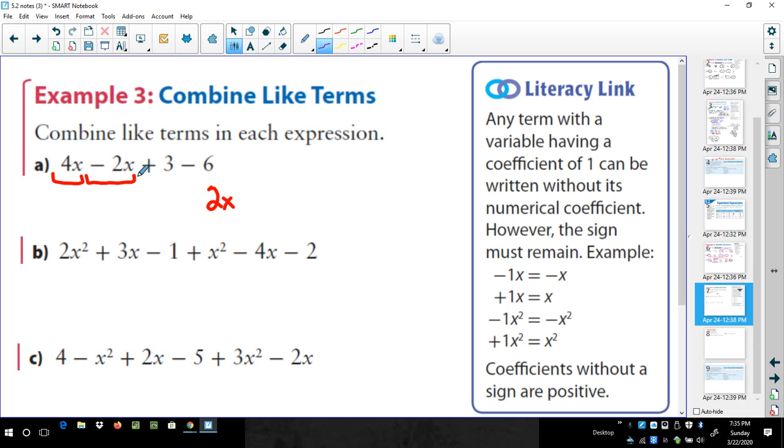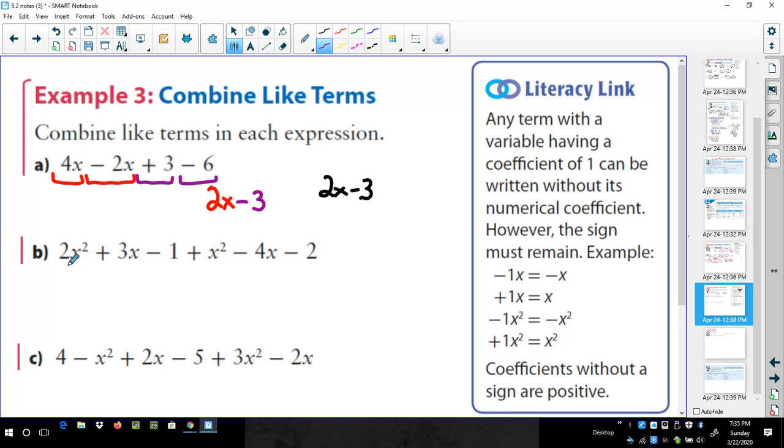Okay, next, positive 3 minus 6, or plus 3 minus 6. It's telling me that I start at positive 3. I will take away 6. I'm left with negative 3. Okay, so my simplified expression is 2x minus 3.